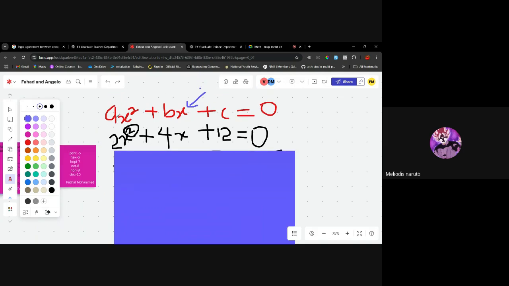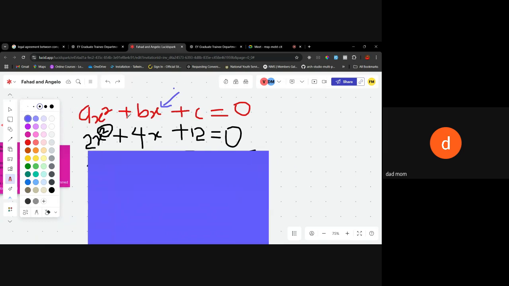Coefficient. X. No, wait, it's A. A, thank you. The coefficient is whatever is standing beside you. Have you forgotten? I said if I am standing beside Angelo, then the coefficient of Angelo is me. Do you get it? So whatever is standing beside it is whatever they ask you.